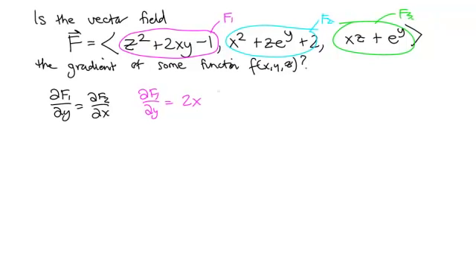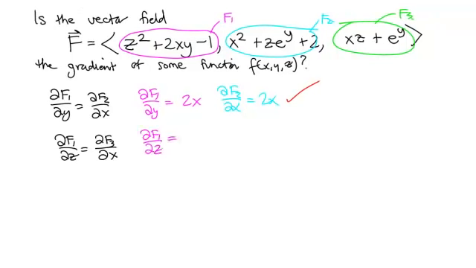On the other hand, del f2 del x would be 2x again. So the first set of equations checks out. Del f1 del z against del f3 del x. If we differentiate this expression with respect to z, we're going to get 2z. If we differentiate f3 with respect to x, then we're going to get z. And since these two values are not a perfect match, we know that the answer to this question is no. This is not the gradient of an unknown function.